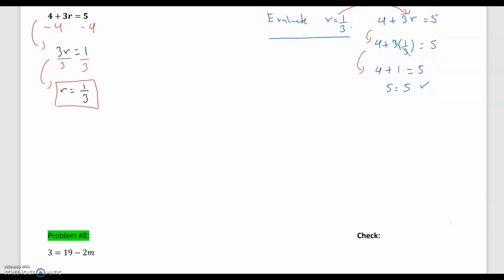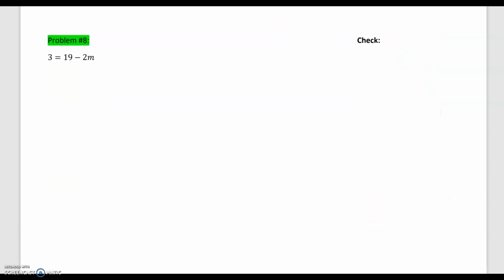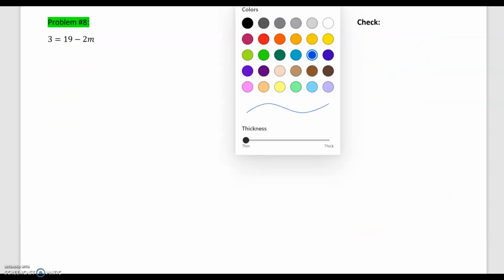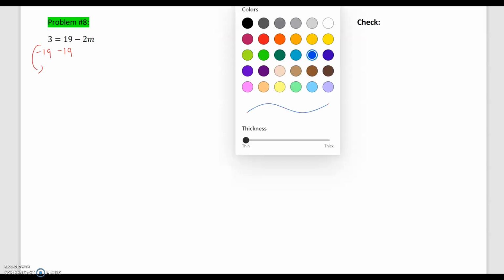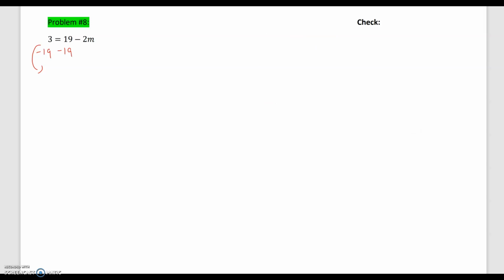Let's take a look at problem 8. And in problem 8, I'm going to keep the m's where they stand. It'll be a little bit easier. What I'm going to do is subtract the 19 from both sides. And we're going to end up with negative 16 is equal to negative 2m.